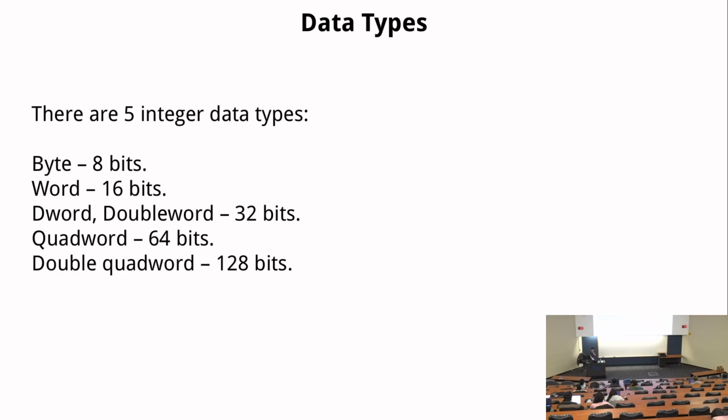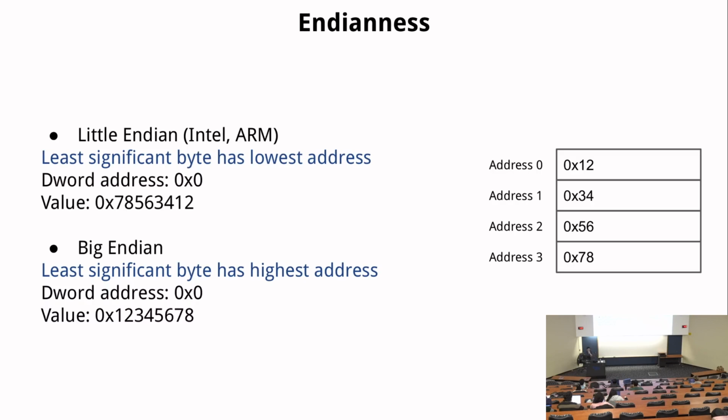Obviously, for some of the terms we use here, a byte is 8 bits, a word is 2 bytes, a double word could be 32 bits. You don't have to memorize those. The Intel x86 architecture and the ARM architecture are both using little endian, which means the least significant byte has the lowest address.